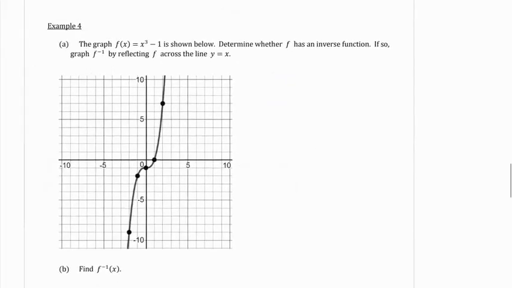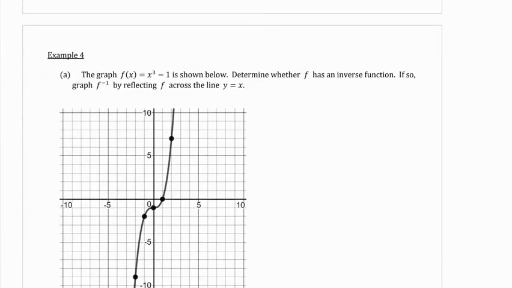This time we'll do one that's not linear, just so you can see it doesn't have to just be y equals mx plus b. It can be different kinds of equations. So here, it's already graphed for us, right? We've got a graph of the function f of x equals x cubed minus 1. Again, we want to know, does it have an inverse? And if it does, we're going to graph it. To decide if it has an inverse function, I'm going to use that horizontal line test. It passes, so that means it does have an inverse function because it passed our horizontal line test.